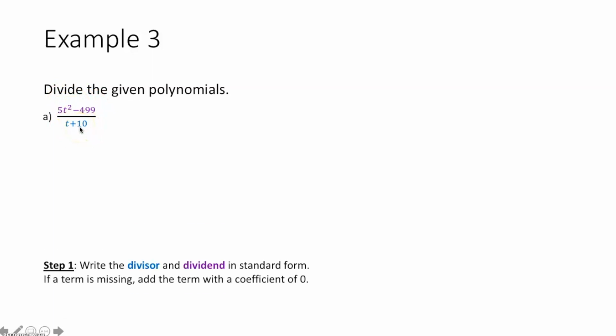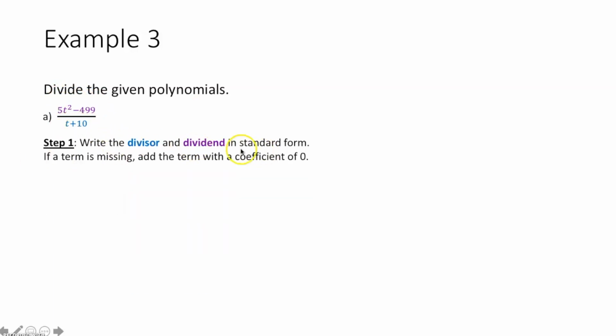So what's our first step? It is to write the divisor and dividend in standard form. If there's a term missing, we've got to add the term with a coefficient of 0. So in our numerator, our dividend, we have a t squared term and we have a constant. We don't have a t to the first term that we usually have in the middle right here. So what we're going to do is rewrite this as 5t squared plus 0t minus 499. Our t plus 10, that's already in standard form, so we're good to go.